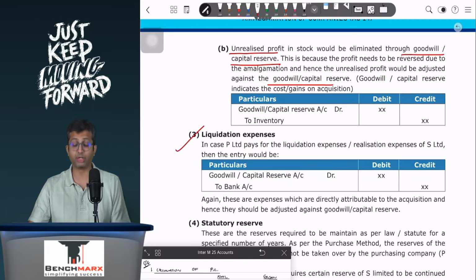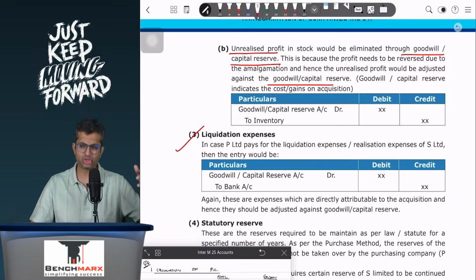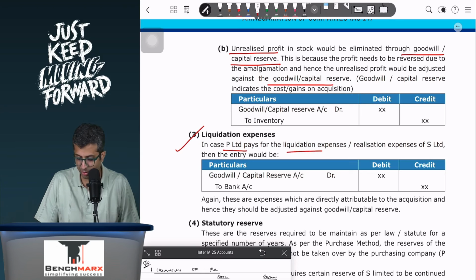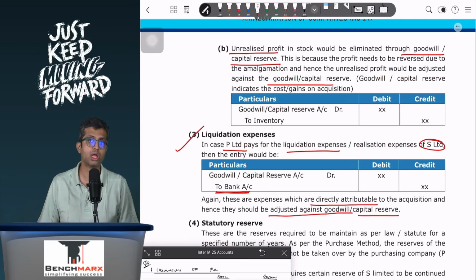Similar is the case of liquidation expenses. Because of amalgamation, you have to close the other company, and hence for that you will have to make a payment. This also increases your cost of acquisition, and hence this will be separately adjusted against the goodwill or capital reserve. In case P pays for the liquidation expenses of S, the entry would be goodwill or capital reserve account debit to bank. Again, these expenses are directly attributable to the acquisition, and hence they should be adjusted against the goodwill or capital reserve.